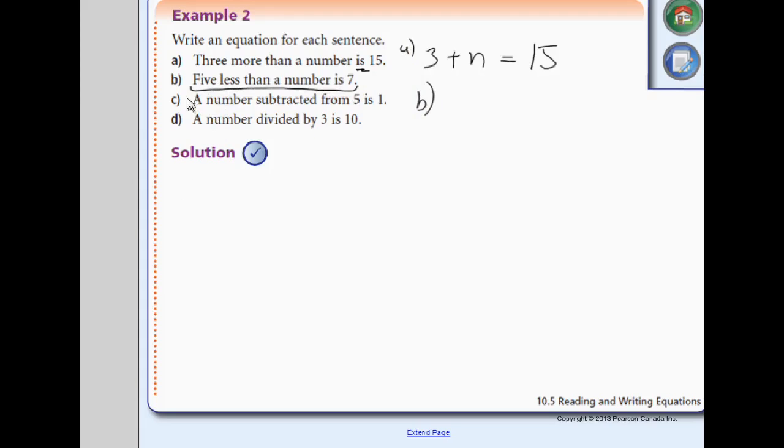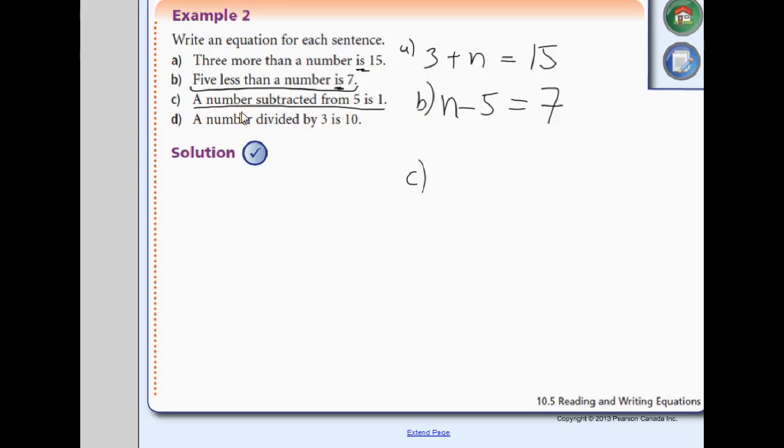So this gets tricky. 5 less than a number. So if that number was 10, 5 less than 10 would be 10 minus 5. So we're going to write n minus 5 for 5 less than a number, and "is" again means equals. So equals 7. So a number minus 5 equals 7. Again, don't worry about solving what n is. We're just creating equations.